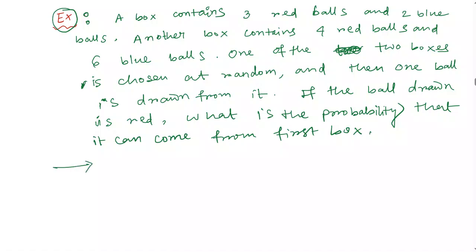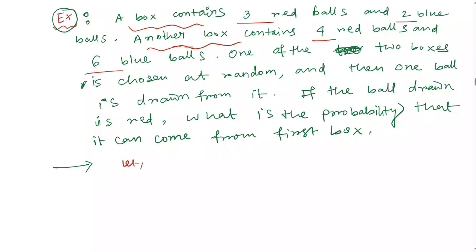See, again I try to read. A box contains 3 red balls and 2 blue balls. Another box is there that contains 4 red balls and 6 blue balls. One of the 2 boxes is chosen at random and then one ball is drawn from it. If the ball drawn is red, what is the probability that it is chosen from first box?